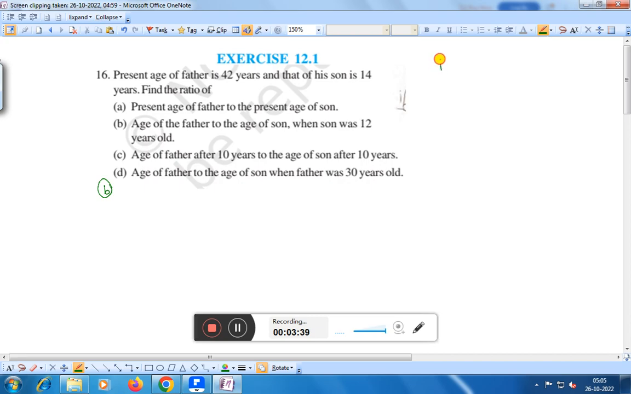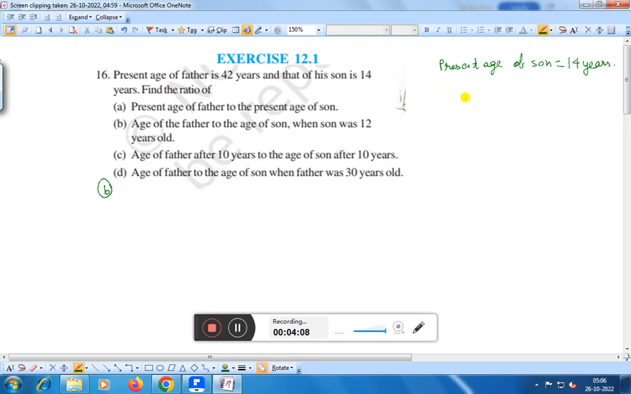Now here you see present age of son is equal to 14 years. Now, when the age of son was 12 years old, that means 2 years before, right?